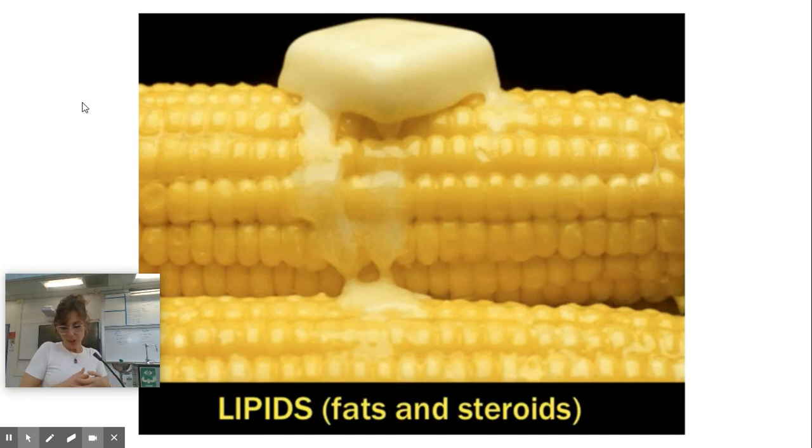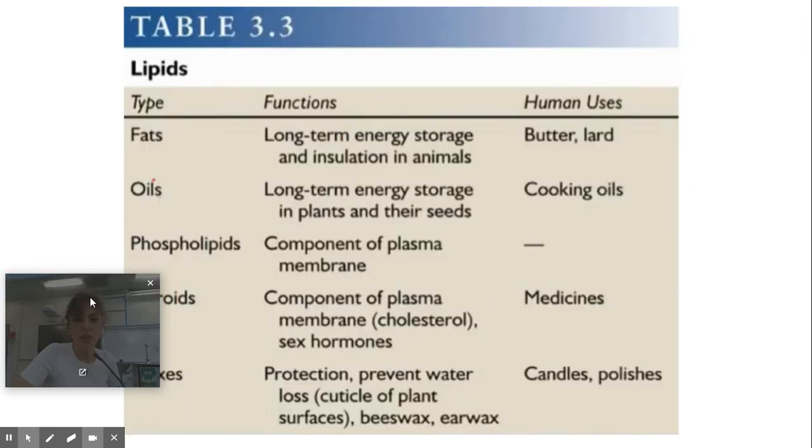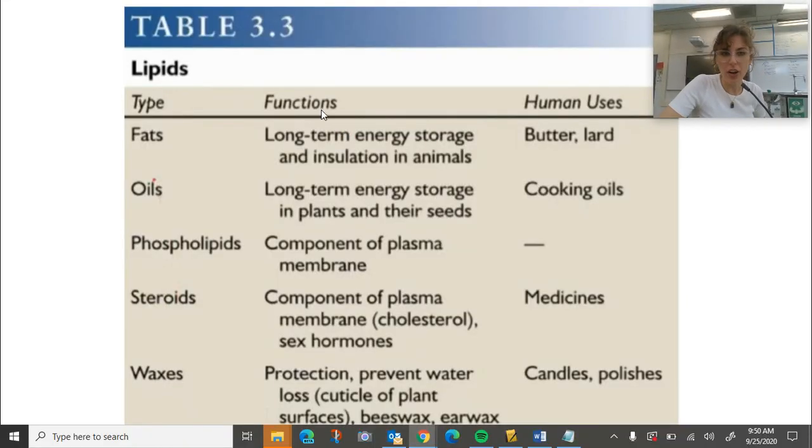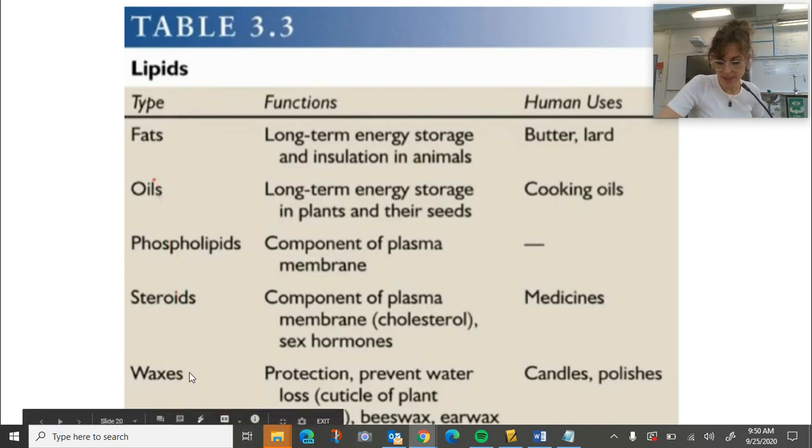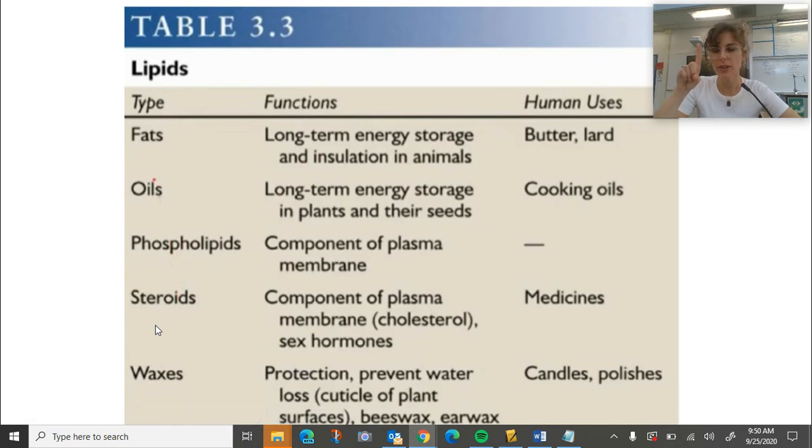Okay, so two different categories of lipids. We have fats, we have steroids. We're going to go through both. Besides fats and steroids, there are some other types of lipids. We have oils, phospholipids, and waxes. The basic lipid structure is that there's one glycerol molecule bonded with three fatty acids, and we're going to go through that. The three fatty acids are bonded to the glycerol by a carbon, carbon, and a carbon.